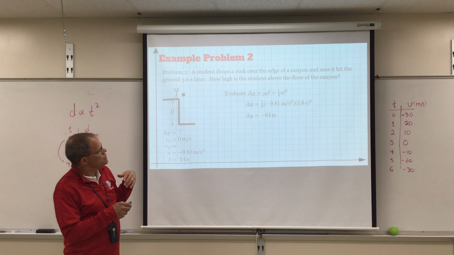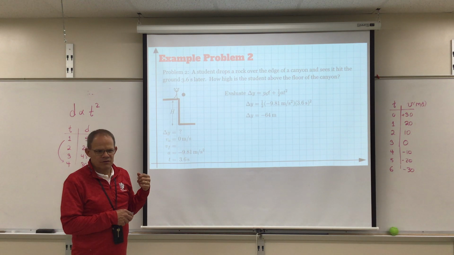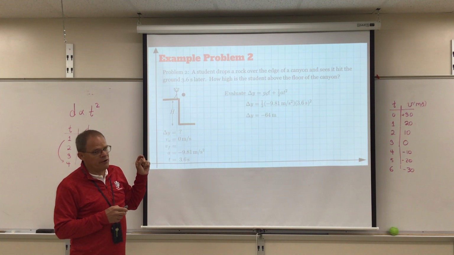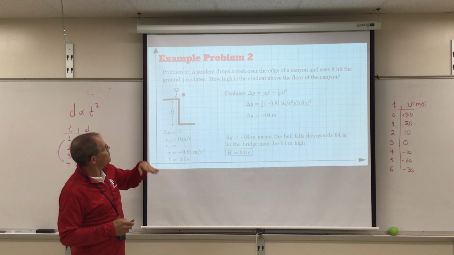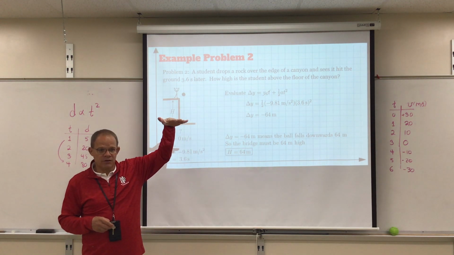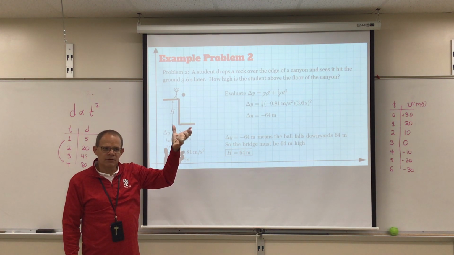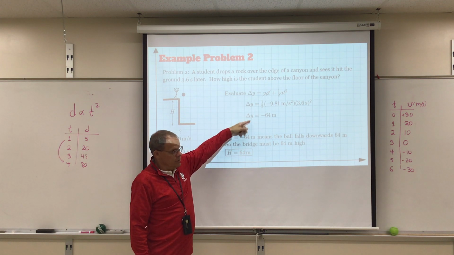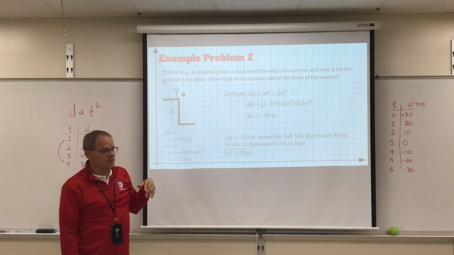It says, how high is the student above the floor of the canyon? How can that be negative? Because that's the rock going down. Delta y tells you how far the rock moved. If the rock goes 64 meters down, then the canyon, or the bridge, whoops, I've switched problems, the canyon is 64 meters high. So when you get negatives, don't just erase them and pretend they're not there. Just think about what they mean. Maybe something should be negative. This is the distance the rock moved. It fell 64 meters, and so the canyon is 64 meters high. Does that make sense?